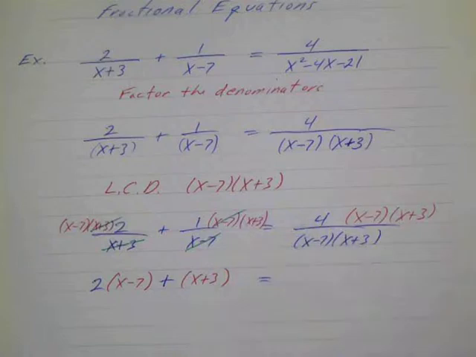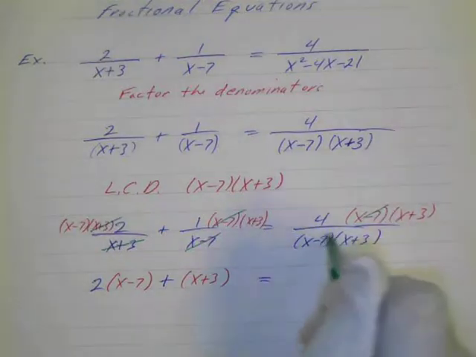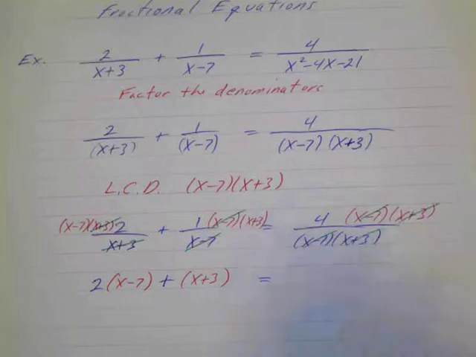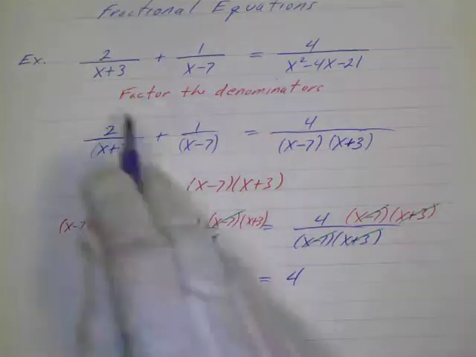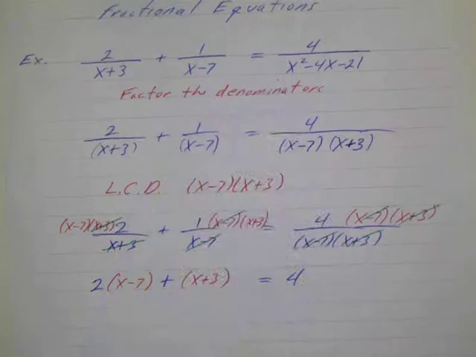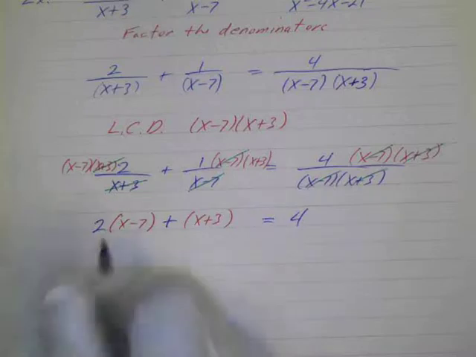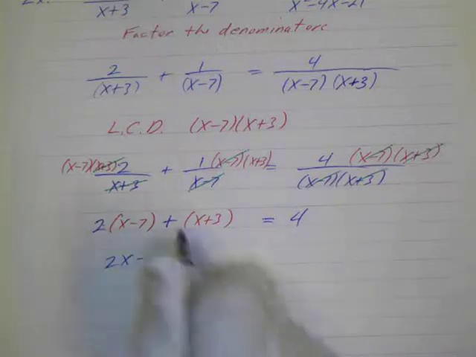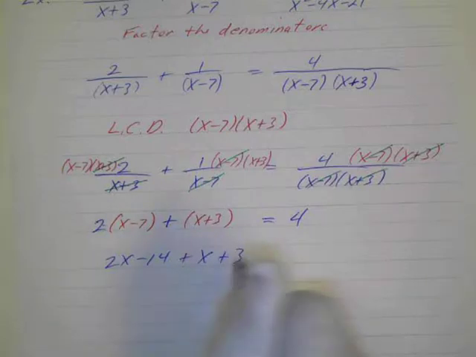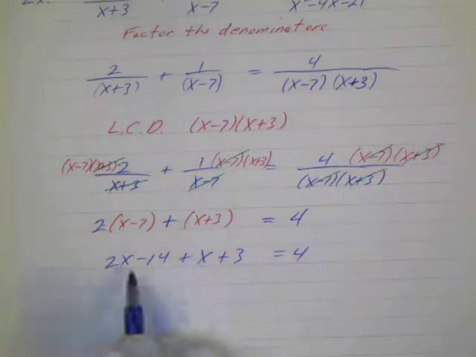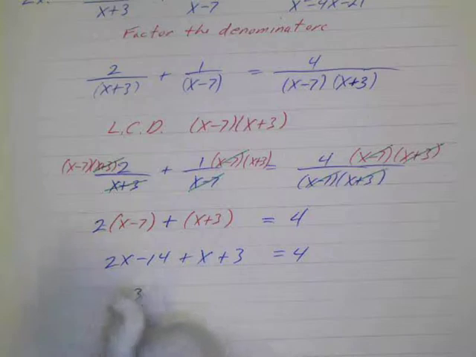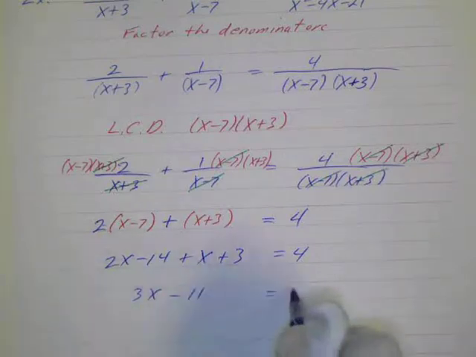And then we realize that x minus 7 over x minus 7 is 1, and x plus 3 over x plus 3 is 1, so we just have 4. Now, that's a lot simpler than that. So multiplying by the LCD took care of all that. Now I just have to multiply out and solve for x. So I've got 2x minus 14 plus x plus 3 equals 4. And then 2x plus 1x is 3x, so I got 3x. Negative 14 plus 3 is negative 11 equals 4.